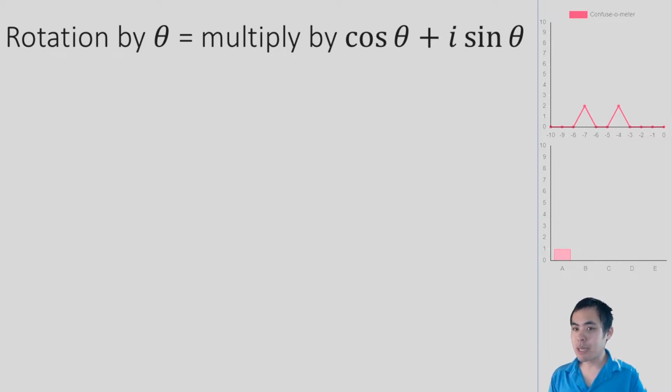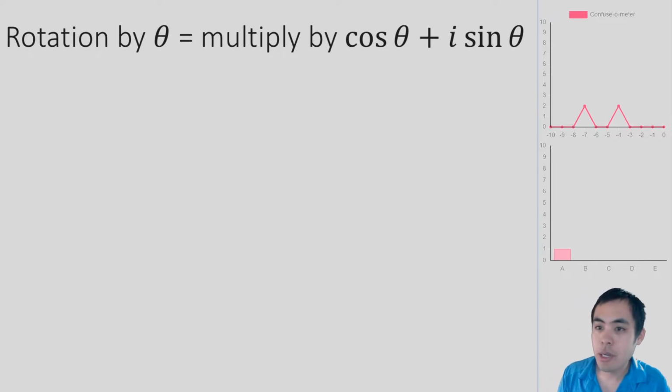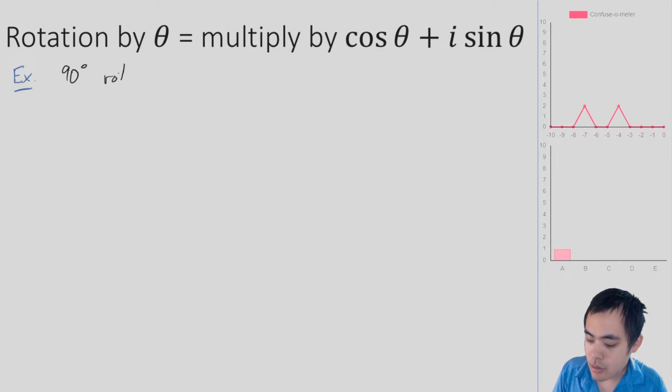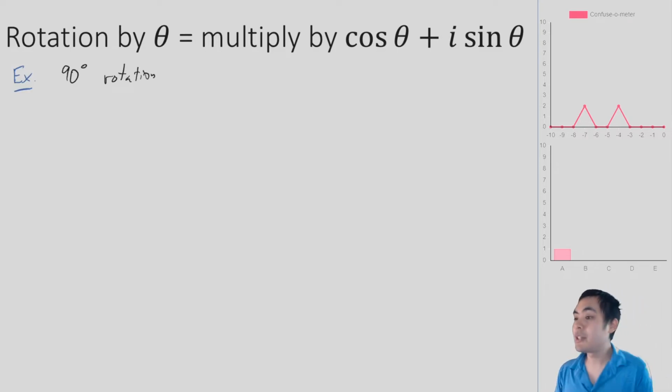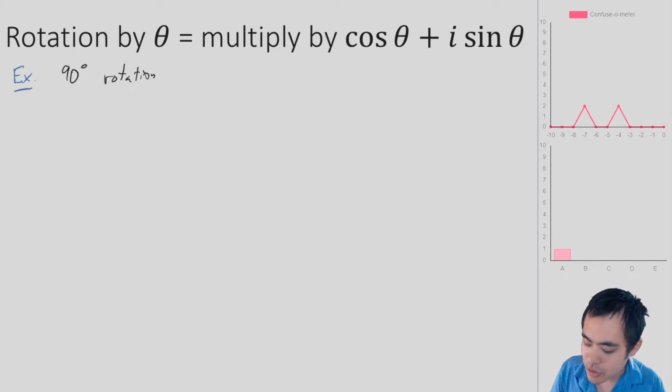So let's give a couple examples of this. The first one here is going to be the one we've already done. So what's a 90-degree rotation? We already did a 90-degree rotation, right? Let's just multiply by i. Well, hopefully we get the same answer here. So what's cosine of 90 degrees plus i times sine of 90 degrees?